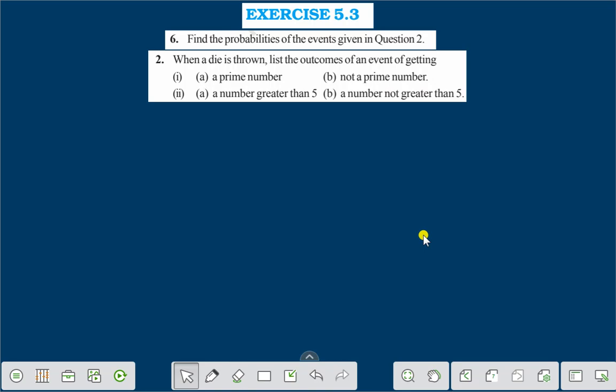Hello everyone, today we shall discuss exercise 5.3 question number 6. Find the probabilities of the events given in question number 2. Question number 2 is: when a die is thrown, list the outcomes of an event of getting a prime number. Probability of getting a prime number.